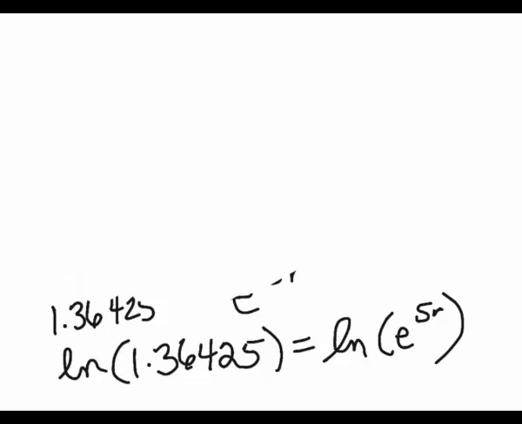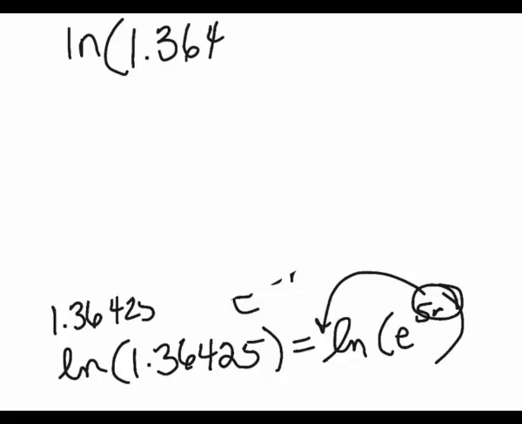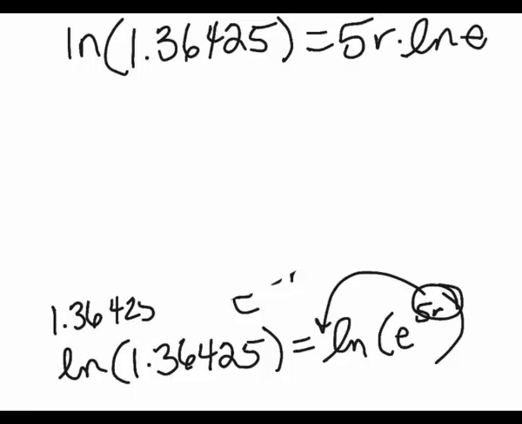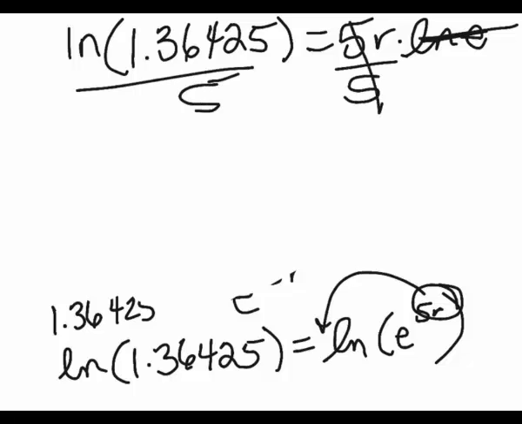Okay, so now what happens is this exponent can come up front to become a coefficient. So I have the natural log of 1.36425 equals 5r times the natural log of e, which we now know is just 1, so that's 5r. Divide both sides by 5, and you will get r.